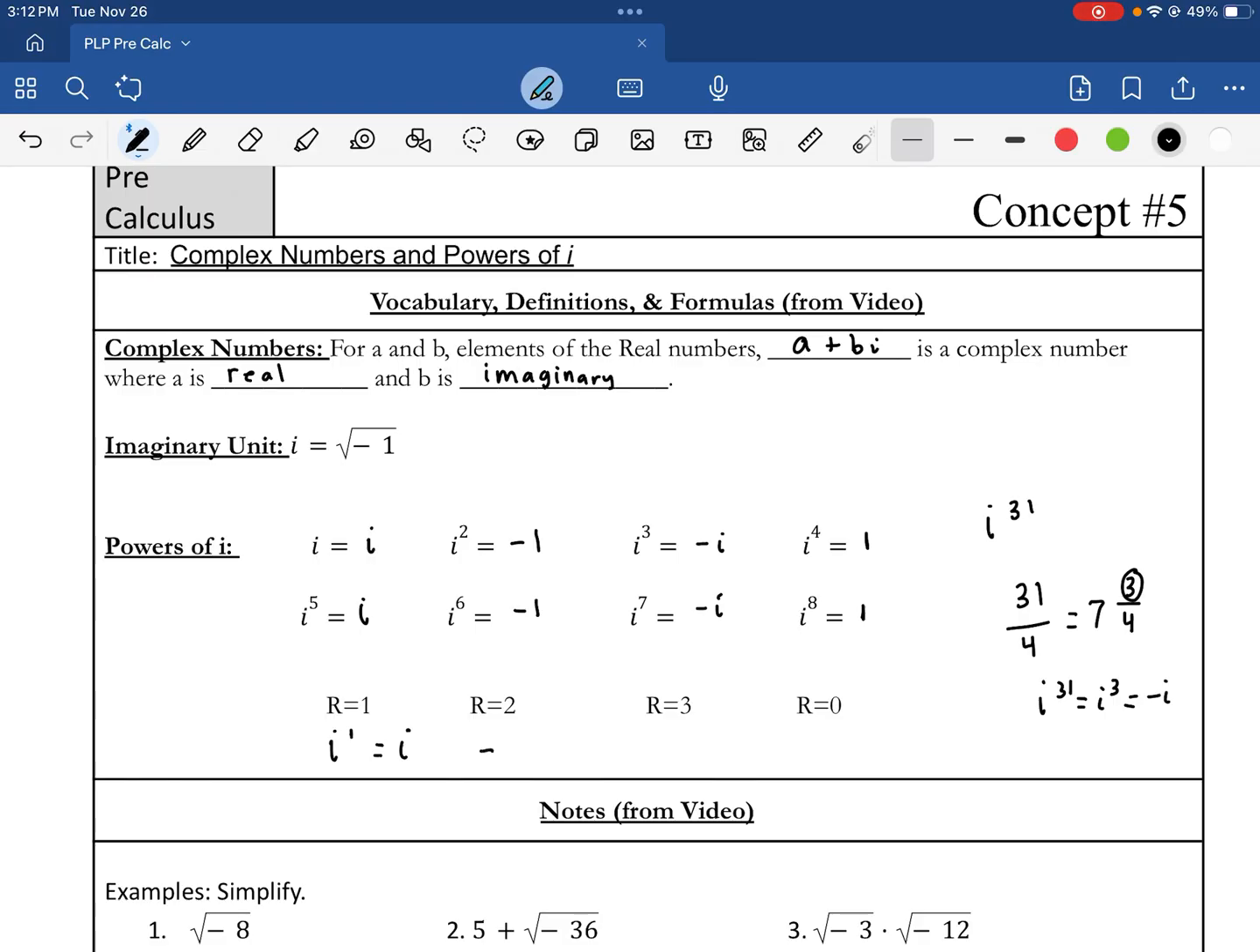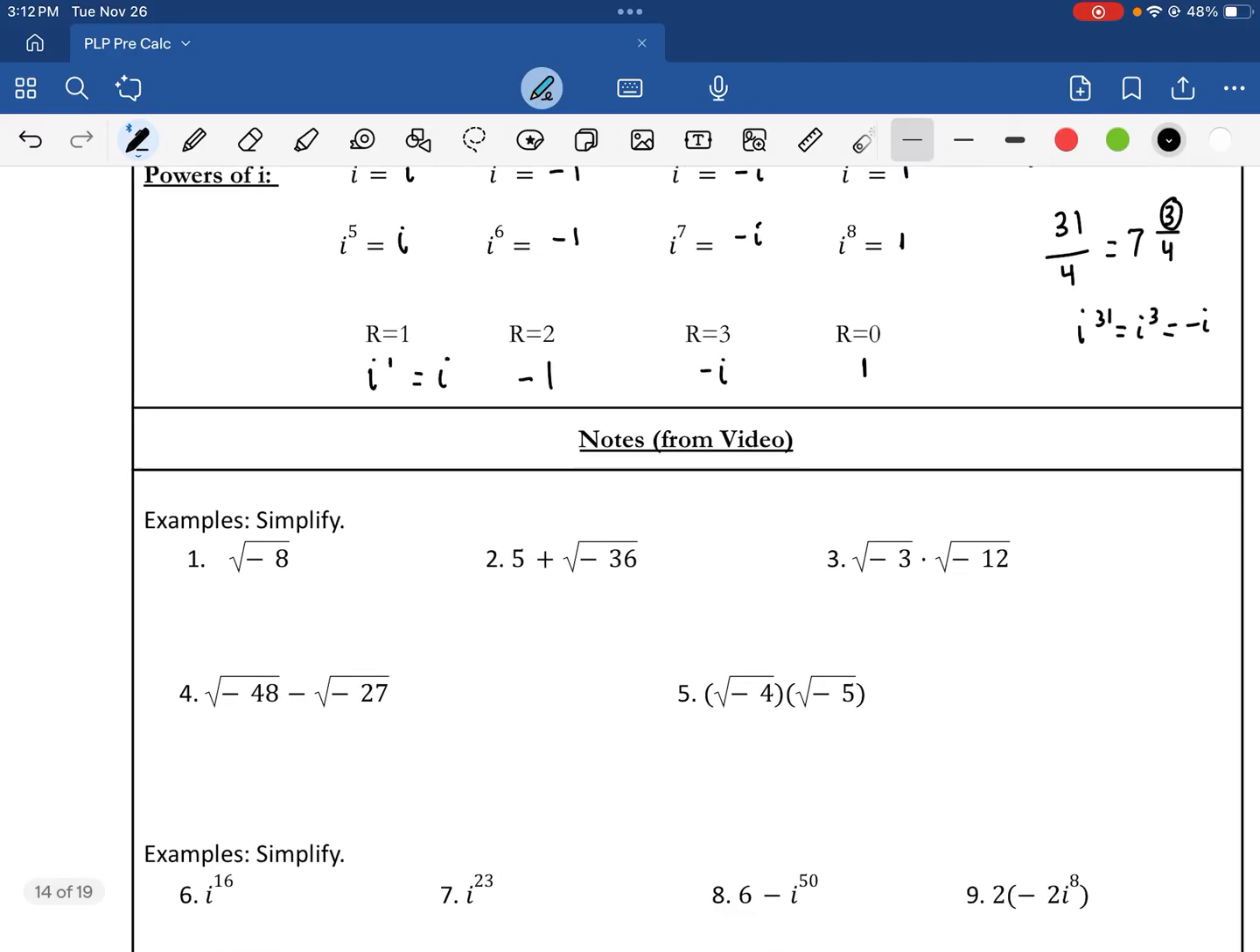So then I squared, that always gives us -1. A remainder of 3 always gives us -I, and a remainder of 4 always gives us 1. Or sorry, a remainder of 4 or a remainder of 0. We would never have a remainder of 4 when we're dividing by 4.